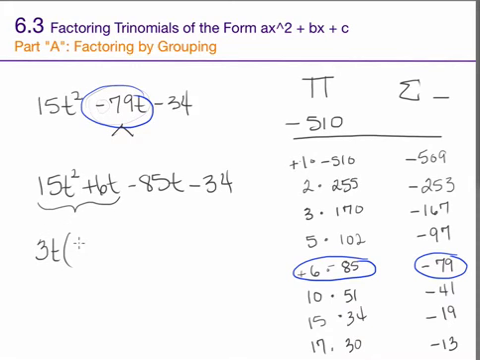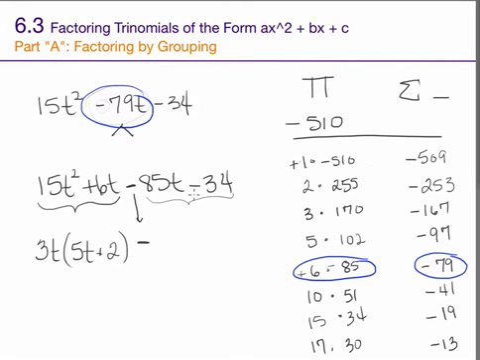15 divided by 3 is 5, and t squared divided by t is t. In other words, 3t times 5t is what gives me 15t squared. 3t times 2 is what gives me 6t. Here's another minus in this position here. So as I get ready to factor the greatest common factor from these back two terms, because of this minus here, I'm going to be factoring out a negative.